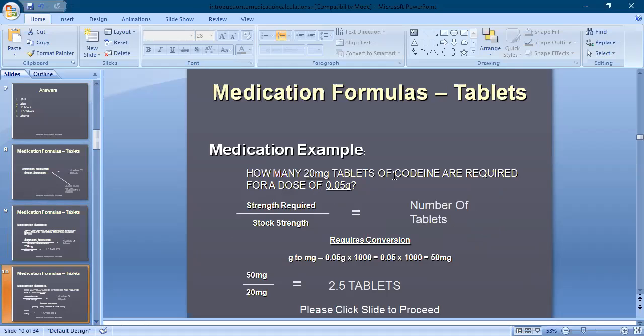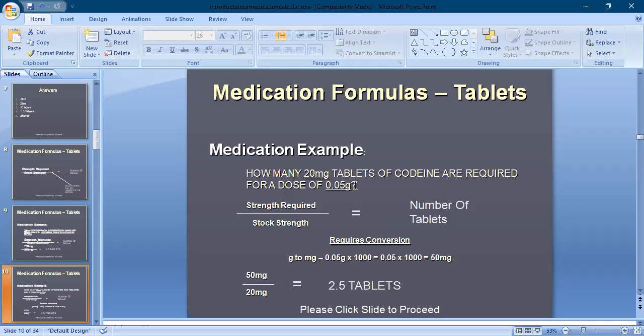Next: how many 20 milligram tablets of codeine are required for a dose of 0.05 gram? So the medication in your hand is 20 milligram, and the prescribed medication is 0.05 gram. Gram is a bigger unit, but we have to convert gram to milligram.